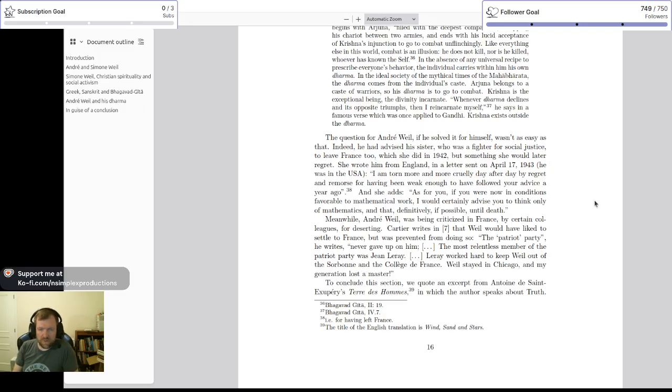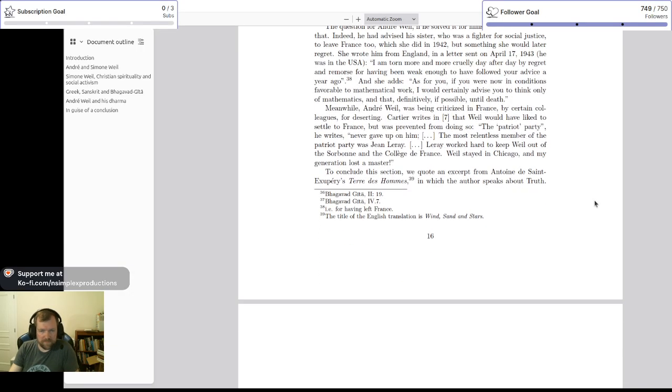To conclude this section, we quote an excerpt from Antoine de Saint-Exupéry's Terre des Hommes, in which the author speaks about truth. The title of the English translation is Wind, Sand, and Stars, which is not a translation. It gets the vibe, but you know. Terre des Hommes is Earth of Men, or Earth of Man. And Wind, Sand, and Stars is definitely not that.